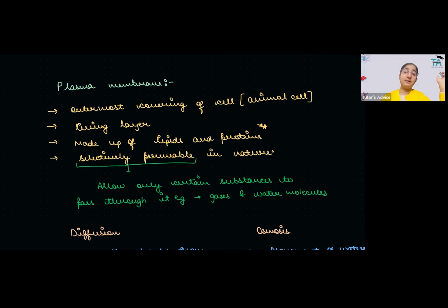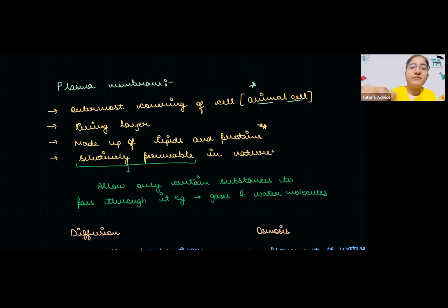In the plant cell, you remember I told you that the outermost covering is the cell wall. We don't have the plasma membrane as the outermost covering. So the plasma membrane is the outermost covering in the animal cell. Very important point: it is a living layer. This is a very important difference between a cell wall and the plasma membrane. The cell wall is a dead layer, whereas the plasma membrane is a living layer. I'll give you the differences between the plasma membrane and the cell wall in the next lecture. For now, the plasma membrane is a living layer.